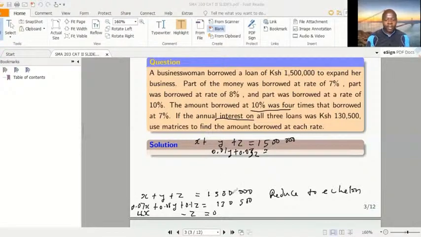Now, 1,500,000 multiplied by 0.07 and subtract the result from this. This one you can do on your calculator and get 25,500. Just multiply this one by 0.07 and subtract that answer from this. Get 25,500.